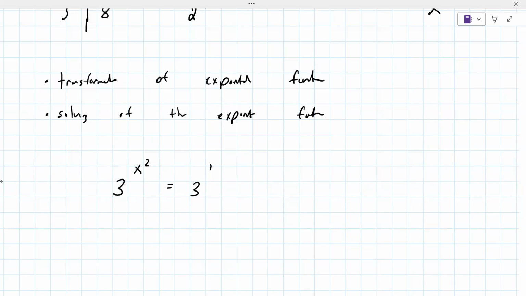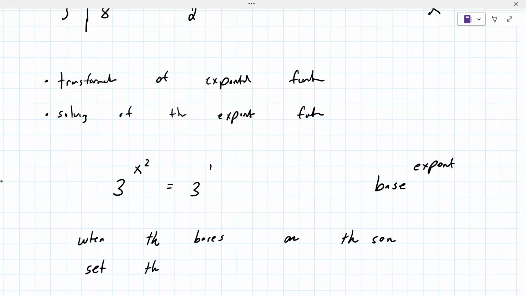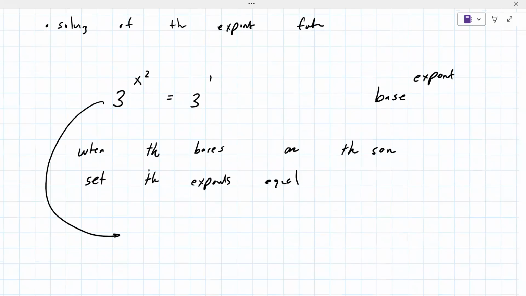Okay. So have you seen anything like this before? No, I don't think so. Okay. So when the bases are the same, and when I say base, the base is the thing on the bottom, exponent is up top, you set the exponents equal. So in this case, the exponent isn't necessarily an exponent, it's a function, but you would set x squared equal to 1.